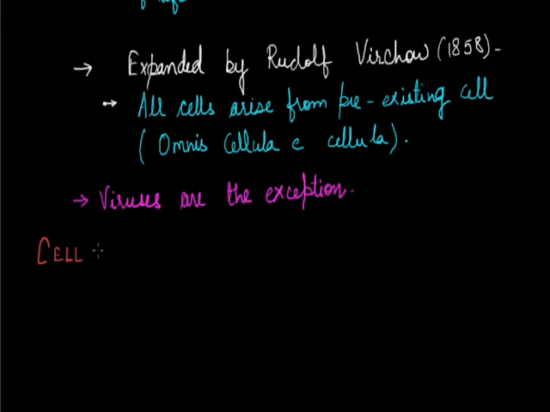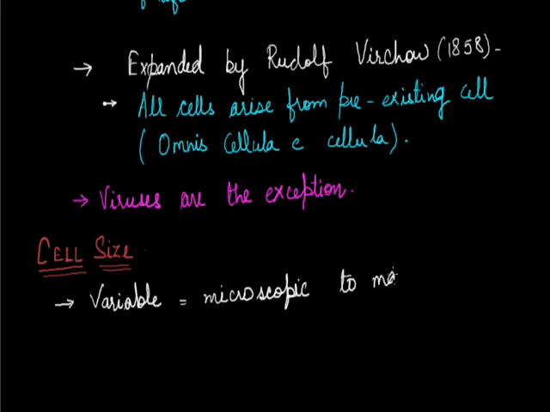Now we will discuss in brief about the cell size. The cells are variable in size, that is, they can be microscopic, which cannot be observed with the naked eye, to the macroscopic, which are visible. And generally speaking, their size can range from 0.2 micrometers to 18 centimeters.